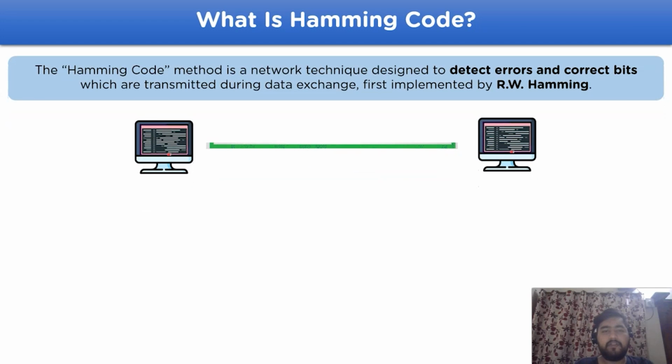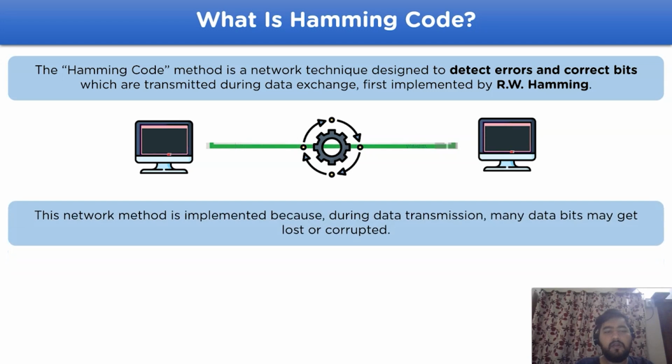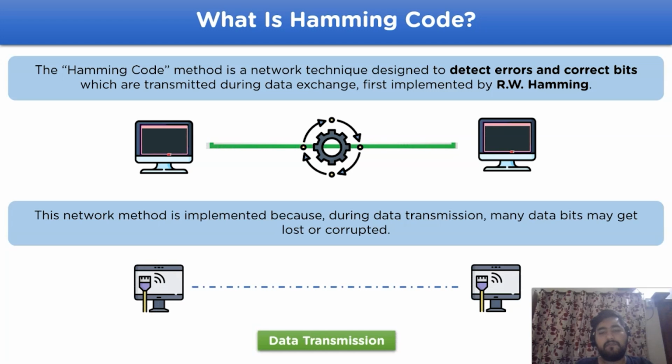The Hamming code method is a network technique that is designed to detect errors and correct data bits which are transmitted during data exchange. It was first implemented by R.W. Hamming, hence the name Hamming code. This network technique is implemented because during data transmission, there are often cases where data loss or data damage occurs. To recover or detect the damage in the original data, we use Hamming code.